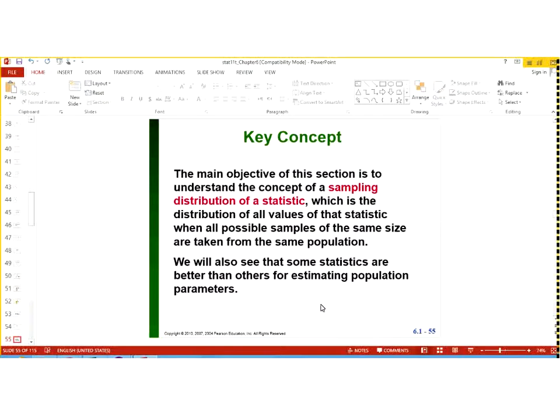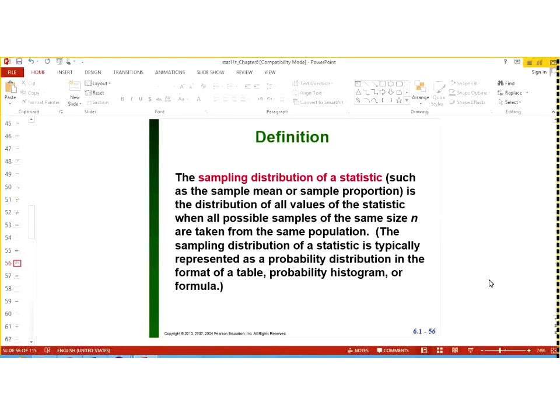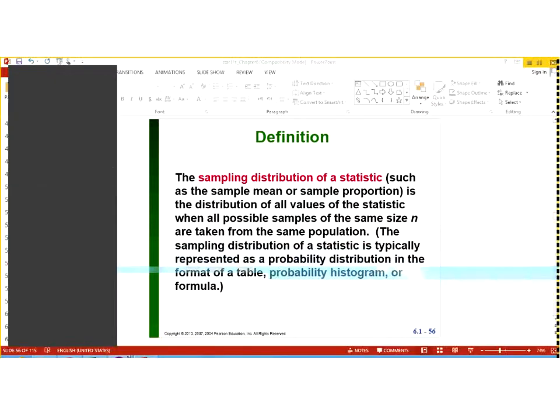We will also see that some statistics are better than others for estimating population parameters. So here is the definition: the sampling distribution of a statistic, such as the sample mean or sample proportion, is the distribution of all values of the statistic when all possible samples of the same size n are taken from the same population. It is typically represented as a probability distribution in the format of a table, a probability histogram, or a formula.